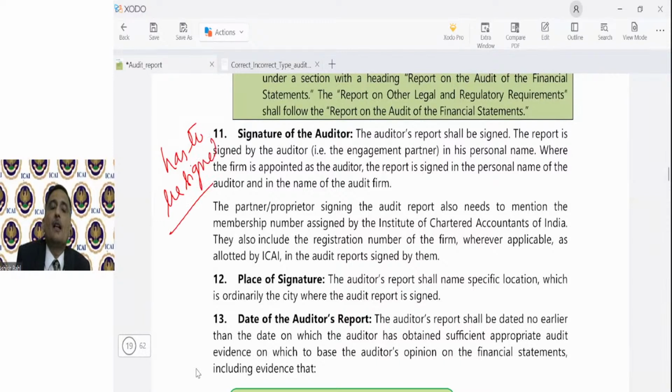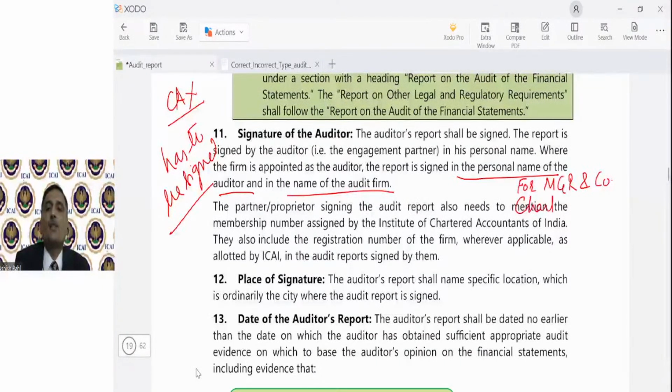Say if a CA is appointed, then it shall be signed by him. And if the firm is appointed, then the report is signed in the name of the auditor and name of the audit firm. Say if the name of the firm is MGR and Company, for example, then the audit report would be signed as for MGR and Company, Chartered Accountants, and say Mitesh, partner. So it would be signed in this manner.